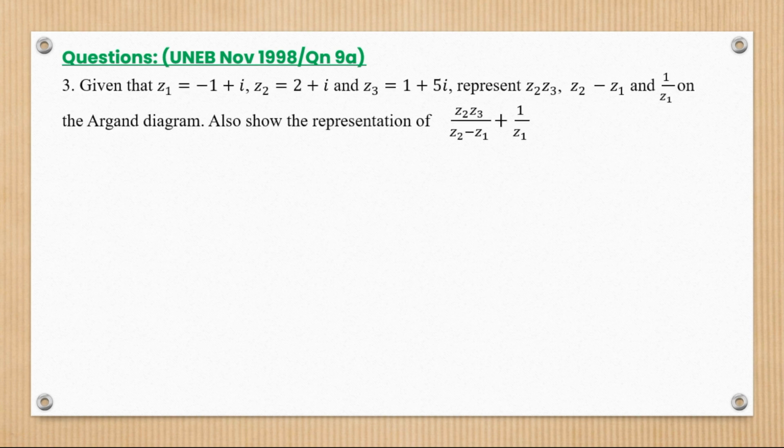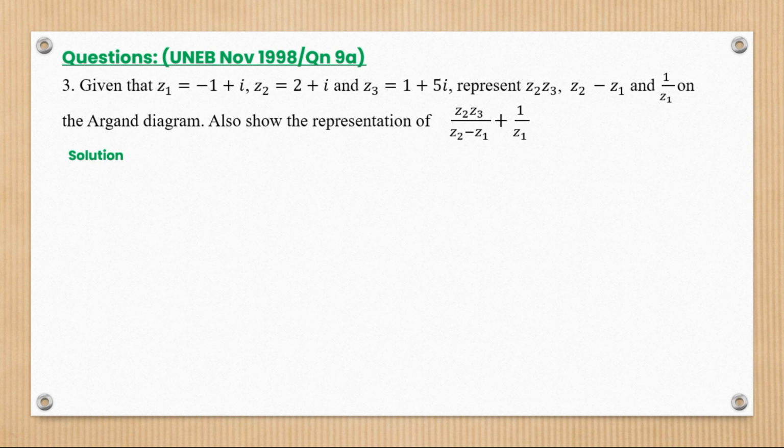So being asked, given that z1 is equal to negative 1 plus i, z2 is 2 plus i, and z3 is 1 plus 5i, represent z2 times z3, z2 minus z1, and 1 over z1 on the Argand diagram, and also show the representation of z2 times z3 over z2 minus z1 plus 1 over z1. Alright, so we're going to represent all these on an Argand diagram. So how do we do this?